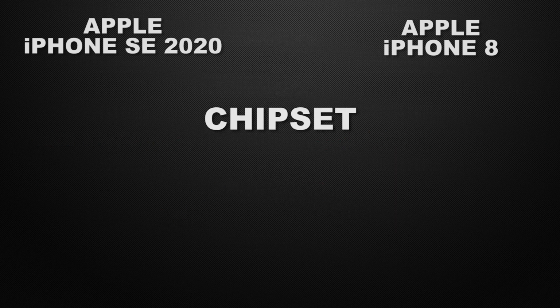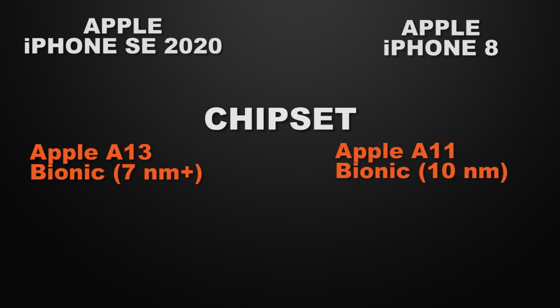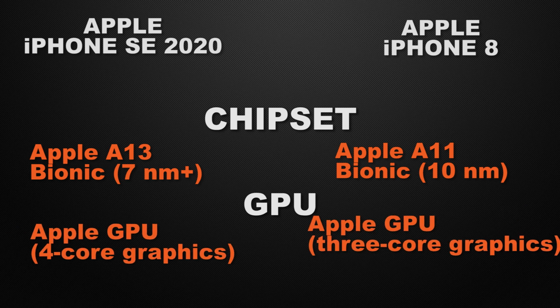Let's talk about the processor in the devices. iPhone SE comes with the Apple A13 Bionic processor and iPhone 8 has the A11 Bionic processor. So the clear winner here is iPhone SE because it has a newer generation of processor which performs much faster than the old generation. And about the GPU in the devices, both have an Apple GPU. iPhone SE has a 4-core graphics GPU and iPhone 8 has 3-core graphics. So the clear winner here is iPhone SE because of the newer generation of processor.